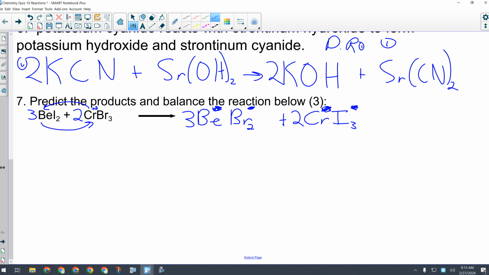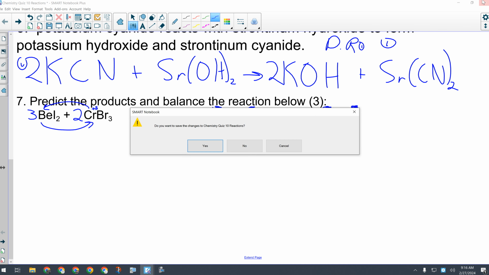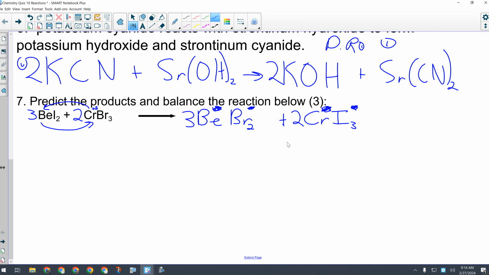You already know how to balance reactions. That's nothing new to you. The only thing that's new here is having to actually use the patterns you know to figure out what will be on the other side. So let's try a couple here and see how we do.